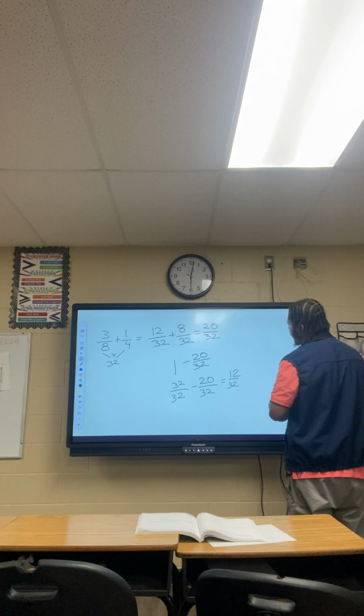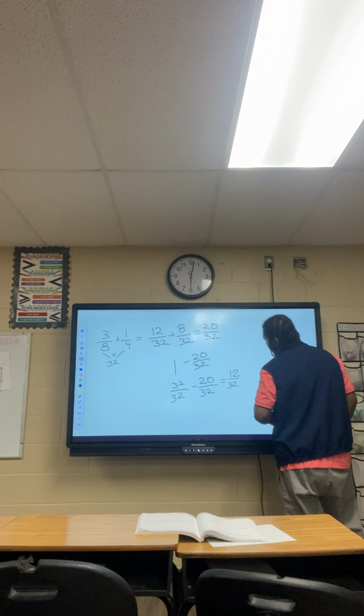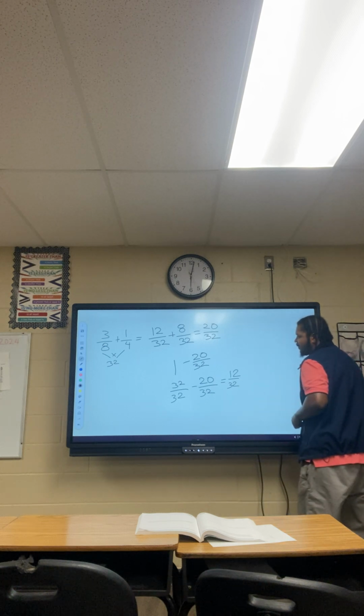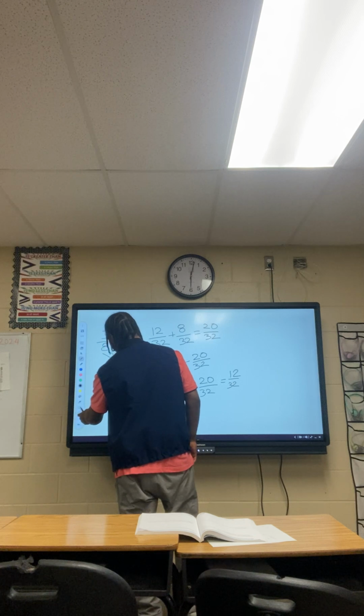All right, so now that we have our 12 over 32, we know that we can now subtract our 1/8 from this so that we can find out how much he used on the birdhouse, okay?